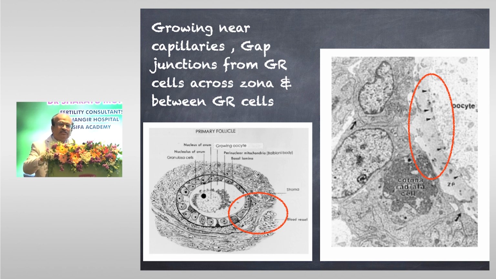And these gap junctions develop in response to FSH. So whenever the FSH goes up, the gap junctions tighten up. And these gap junctions tighten up not only between the granulosa and the oolemma, but also between the granulosa cells themselves. So there is a nice channel established for getting the food from the capillaries and pushing it to the oocyte.